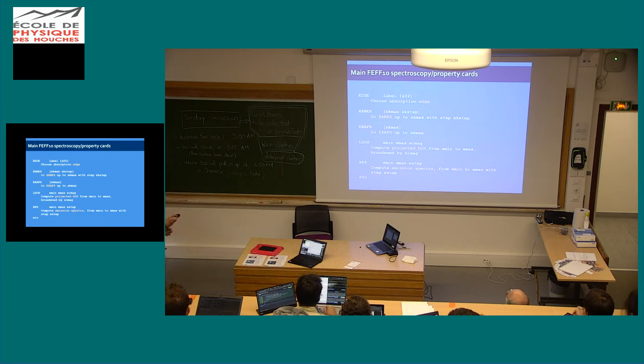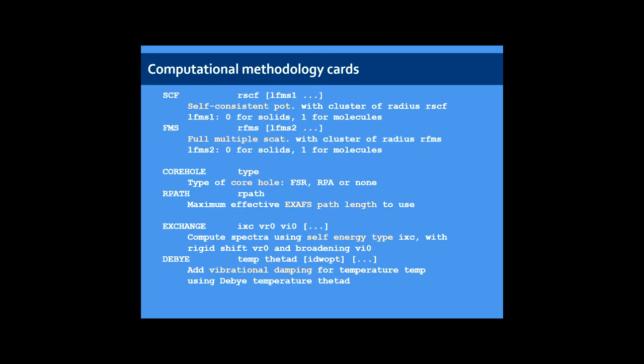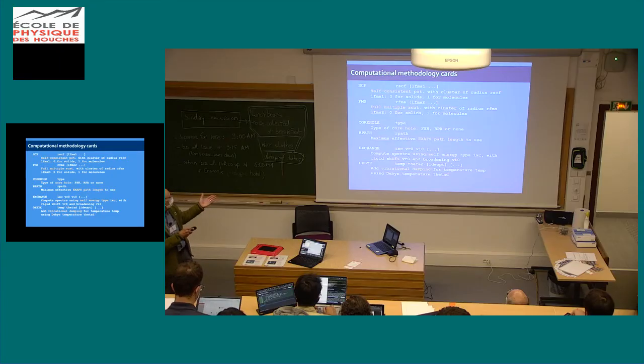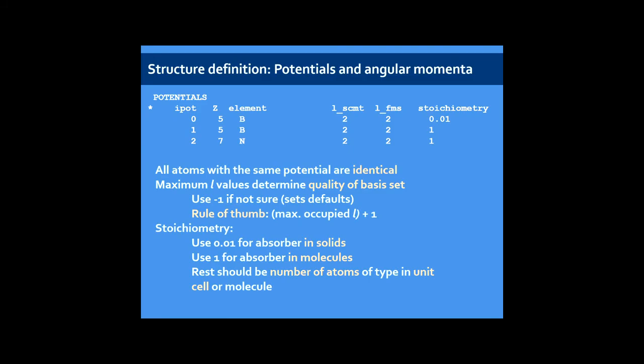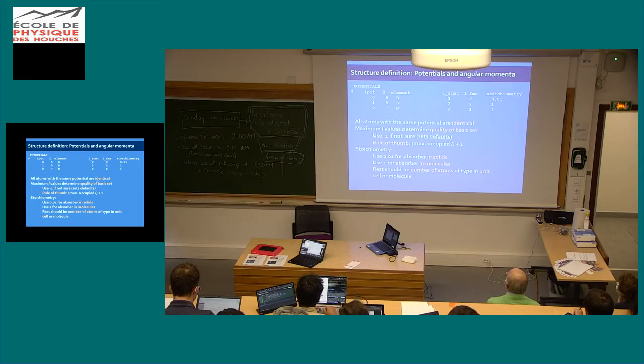These are the various properties. Edge, LDOS, X-ray emission, and so on and so forth. I'm going to speed up now. Core hole type, I think we've mentioned all this before. This is to add vibrations. You need a temperature and a Debye temperature. So if you click on that, you get all those things. If you have a molecule, just put 1 in there. And otherwise, it's the number of atoms of a given type in a unit cell.